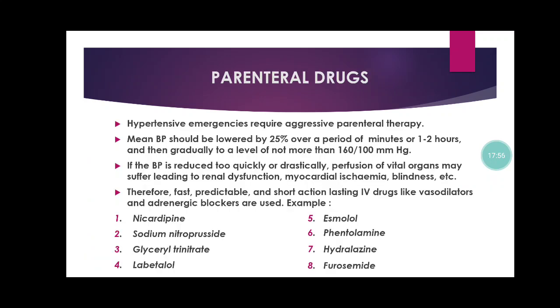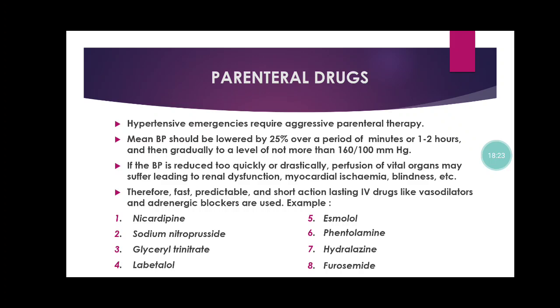So, which drugs are to be administered during hypertensive emergencies and urgencies? Parenteral drugs, as the name suggests, are supposed to be given by the parenteral route. Hypertensive emergencies require aggressive parenteral therapy. The mean BP should be lowered by 25% over a period of minutes or 1 to 2 hours, and then gradually to a level of not more than 160 by 100 mm Hg.